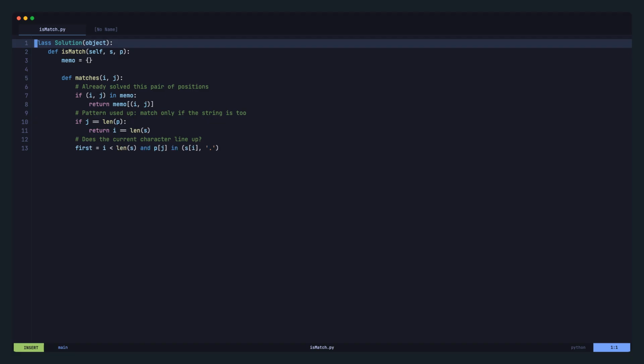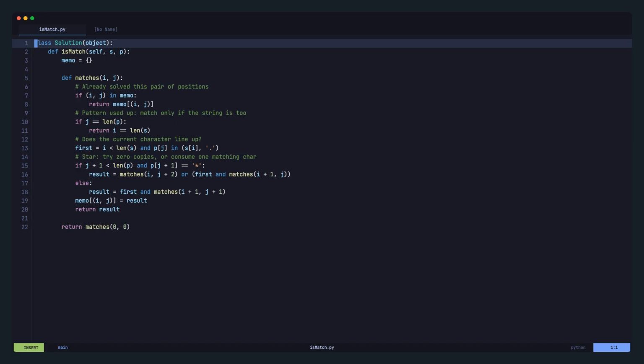Check the current character. It lines up when the letters are equal, or when the pattern holds a dot. If a star follows, take either road, skip it, or eat a matching character and stay. Otherwise both step forward. Store the answer, and start it from the top. And that's the pattern. When your choices keep overlapping, write down what you've already worked out. You'll reach for this trick again and again.